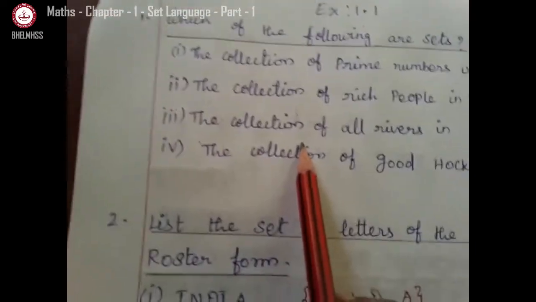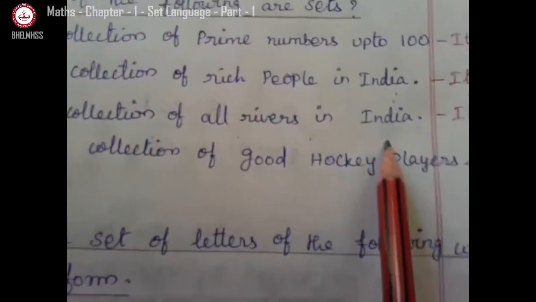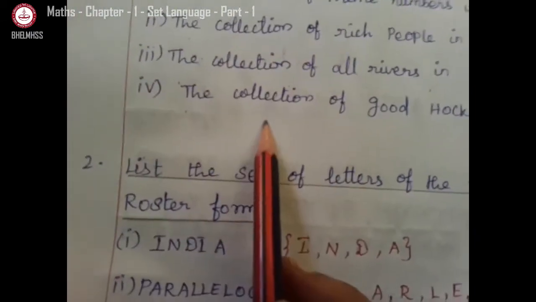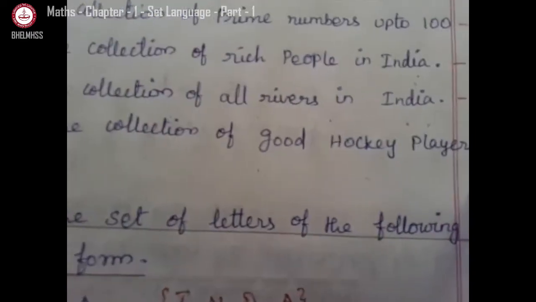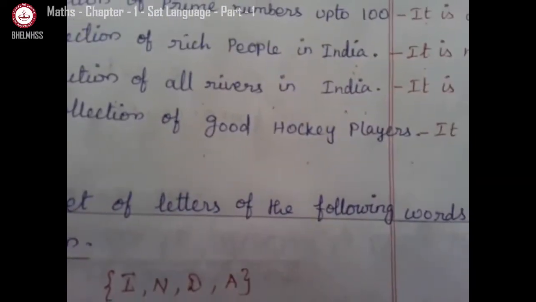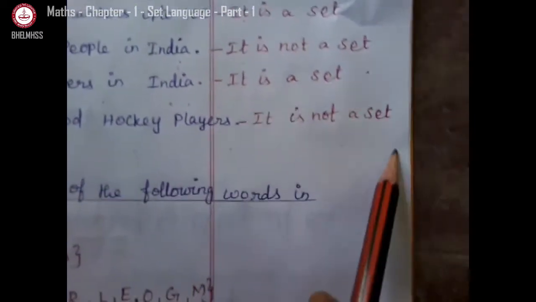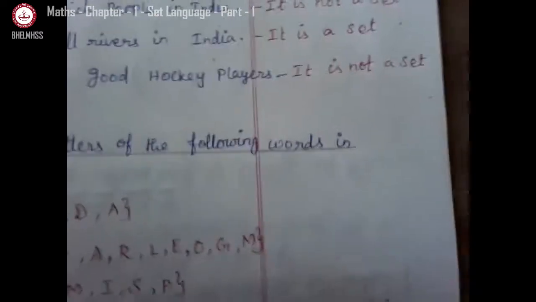The collection of all rivers in India. You know the answer, so it is a set. Next, the collection of good hockey players. This is not a set, it is not a set.